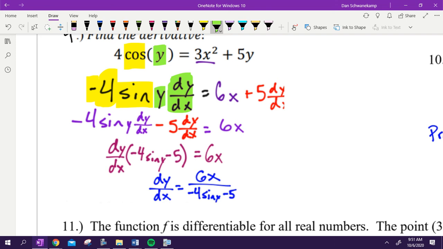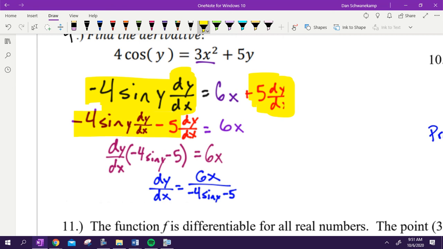Okay, on the other side, I get 6x and 5 dy dx. I've got multiple dy dx's. There's a dy dx, there's a dy dx, so I had to get those things on the same side. So I left this where it was, and I moved this 5 dy dx over to make it negative. Then we said, all right, I've got a dy dx in both of them, so I had to factor it out. And I was left with -4 sine y minus 5. And then to finish that thing, I divided by -4 sine y minus 5. Don't forget to factor. You got more than one dy dx. If you can't combine them together, we factor it out.